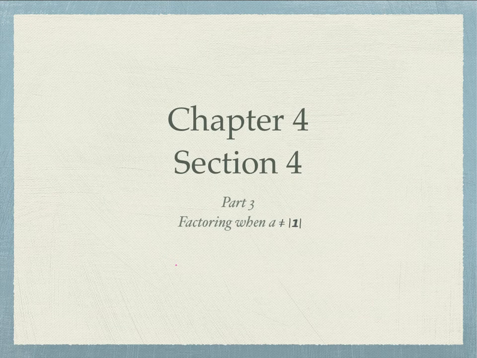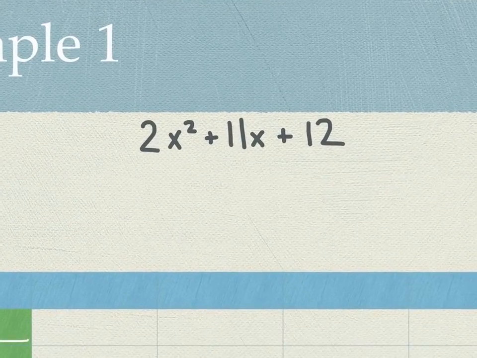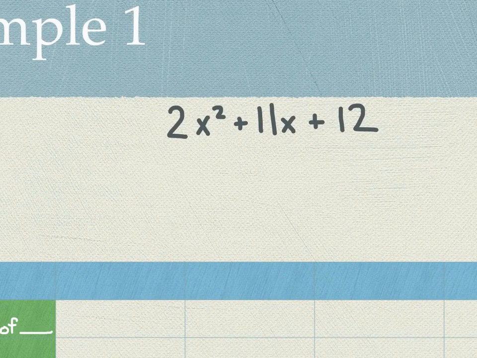So if we had a times x squared plus b times x plus c, when this number out front is not 1, we're going to find out what we do when that happens. So we see that we start with a 2. Before, we were factoring, we would just do what are 2 factors of 12 that add up to 11, but we can't do that because we start with that 2 out front.